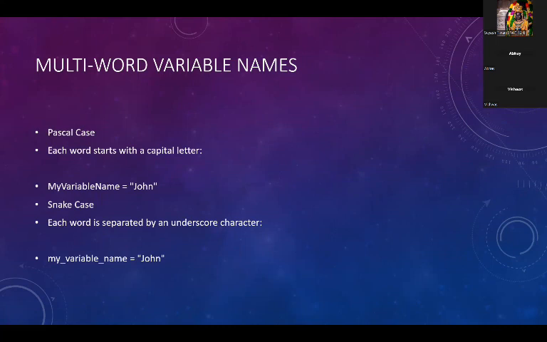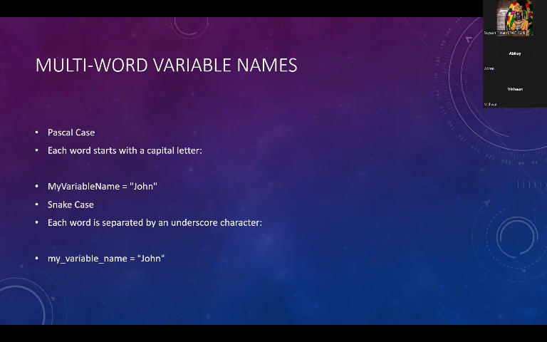The second one is Pascal case, where each word starts with a capital letter. Pascal case is like in physics, where whenever we write units based on the names of scientists, it is generally preferred to write them with capital letters. A similar thing we need to follow in Go: if we want to declare a multi-word variable in Pascal case, then its first letter must be capital.